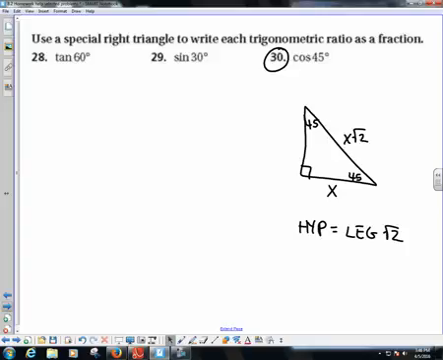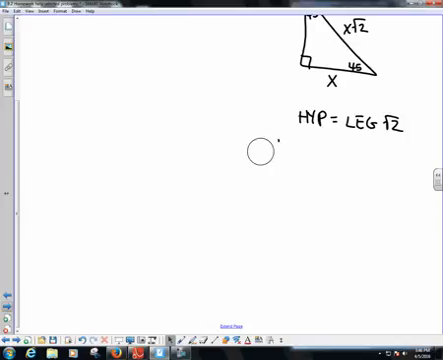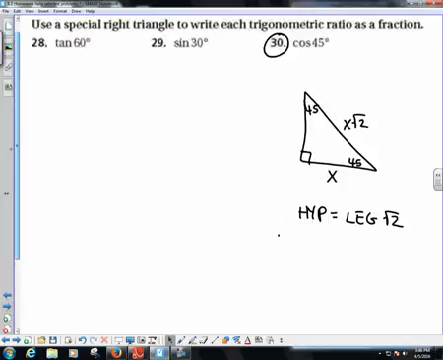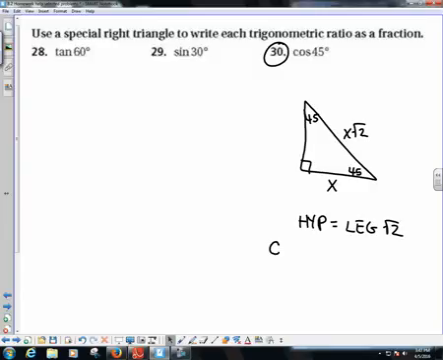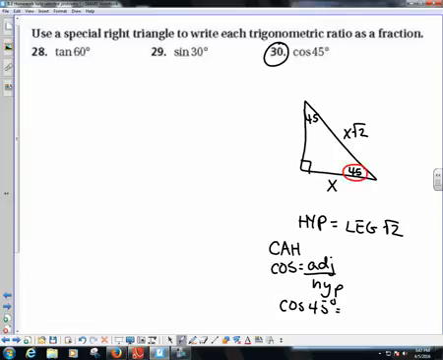So if I want to know the cosine of 45, remember cosine is equal to adjacent over hypotenuse. And I'm going to fill in what I know. So cosine of 45 degrees equals adjacent. If I'm looking at 45 degrees, my adjacent is x, and my hypotenuse is x times the square root of 2.